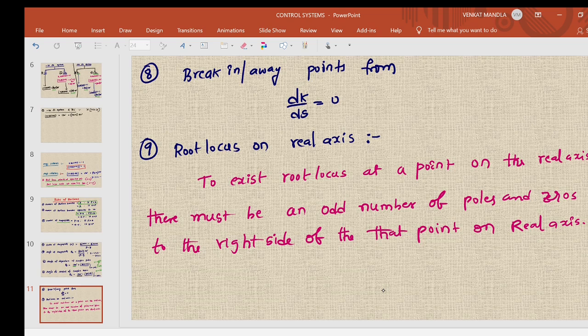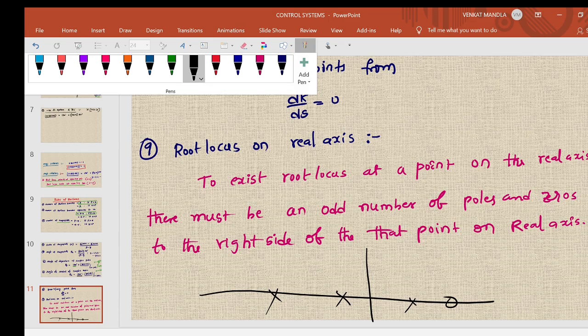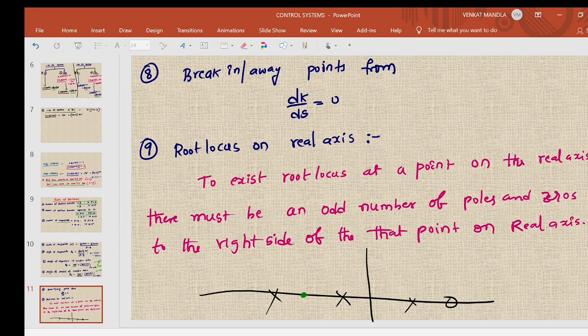I will explain this. If I want to know whether the root locus is present at this point, let us say this point, whether the root locus is present or not, how do you find? Here, to the right of this point, I have one pole, here also one pole, here one zero, total 3, right? So 3 is an odd number. So the sum of poles and zeros to the right of this point is 3, that is an odd number. So we have a root locus present here.